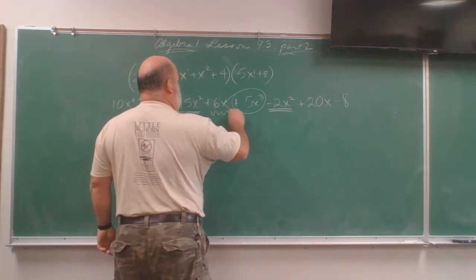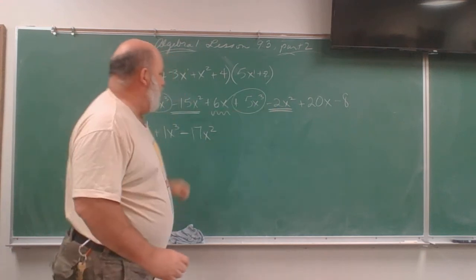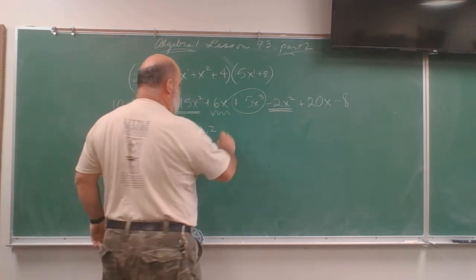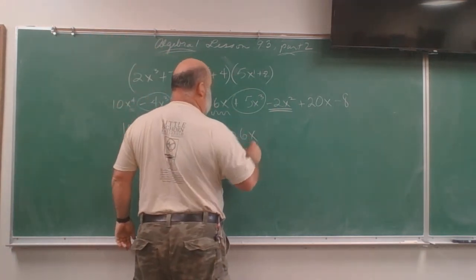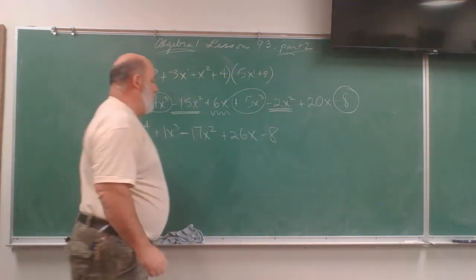We'll use a wavy line. 6x are just x to the 1 terms, and 20x. 6x plus 20x, 26x, and the negative 8 is flying all along.